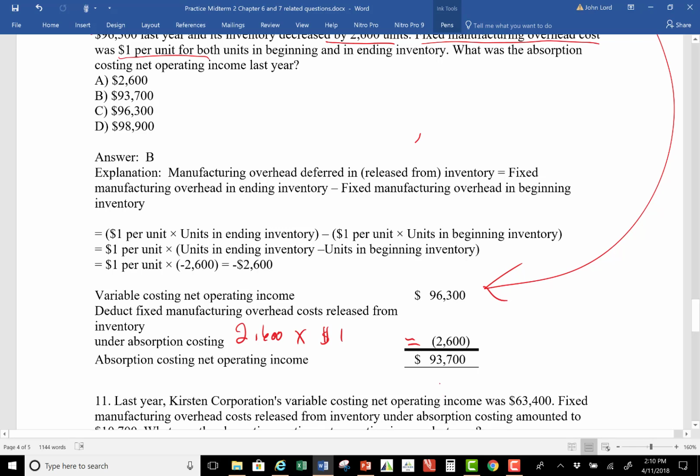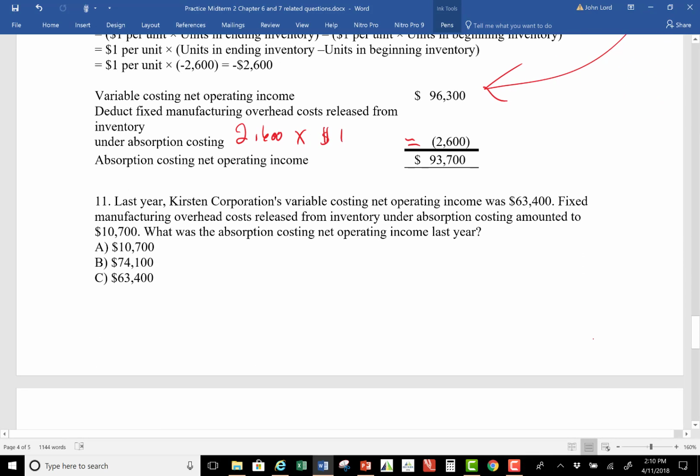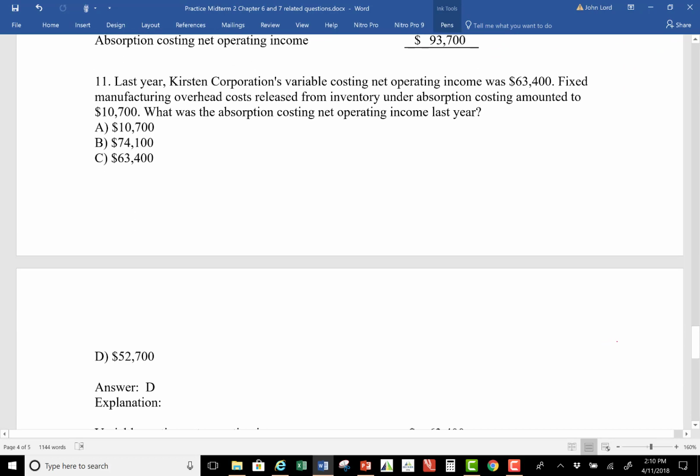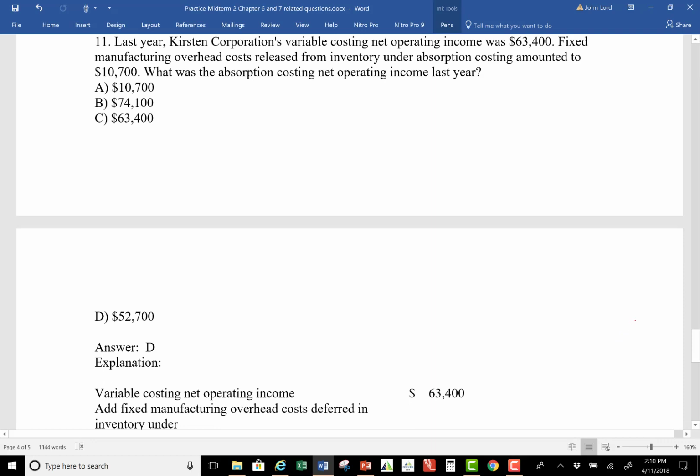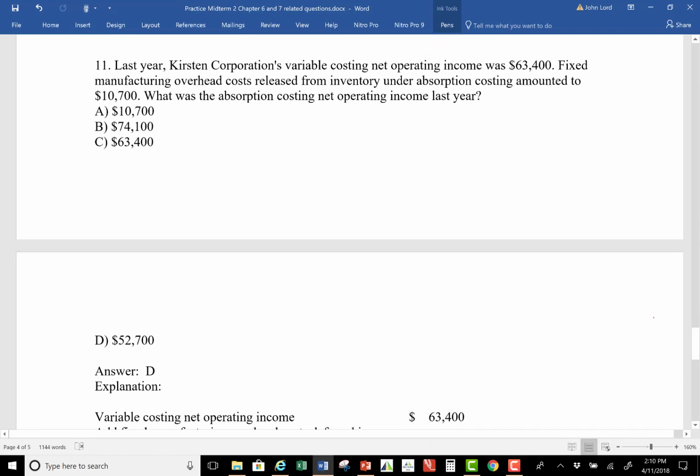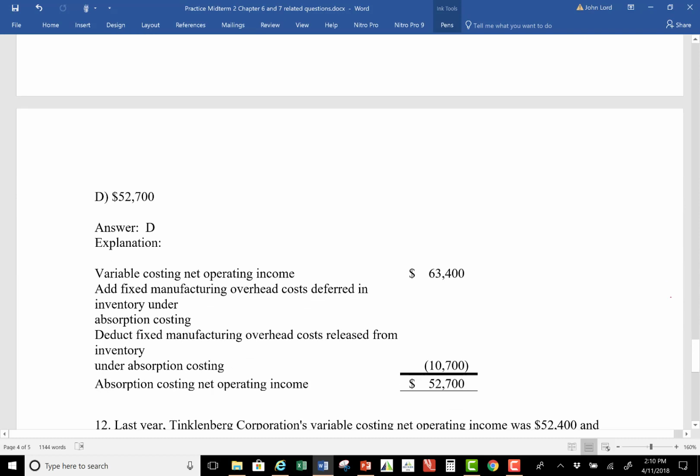Okay, good. Let's take a look at this next one. And these start to become sort of deja vu here. Last year, Christian Corporation's variable costing net operating income was 63,400. Fixed manufacturing overhead costs released from inventory under absorption costing amounted to 10,700. So they don't tell me that the inventory levels decreased or increased here, but obviously the inventory levels decreased in order for fixed manufacturing overhead to be released from inventory. And so I would subtract that from my variables to get my absorption, right? Okay.